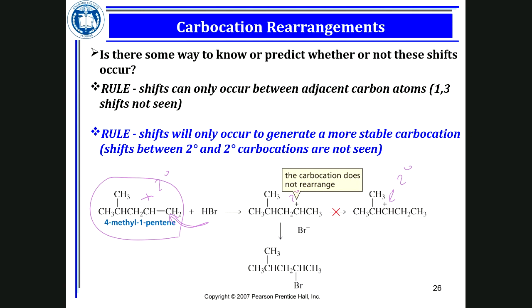If a shift takes place, this is also a secondary carbocation. Going from secondary to secondary, is it worth it? No, it's not worth it. It takes a lot of energy to move the hydrogen and it is not going to increase the carbocation order. So if it goes from secondary to secondary, it's not going to happen. So it stays as the original secondary.